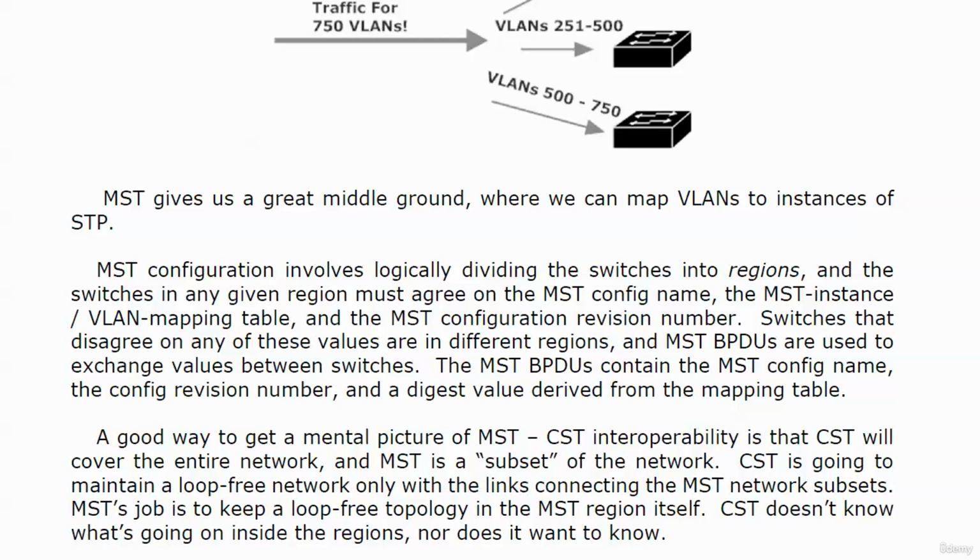And those BPDUs do contain the config name and the config revision number, but when it comes to that mapping table, it's not sending the entire mapping table. It's sending a digest value that is derived from the mapping table.